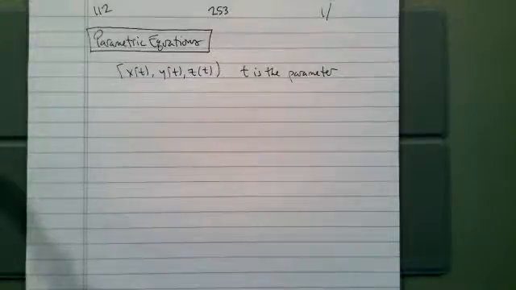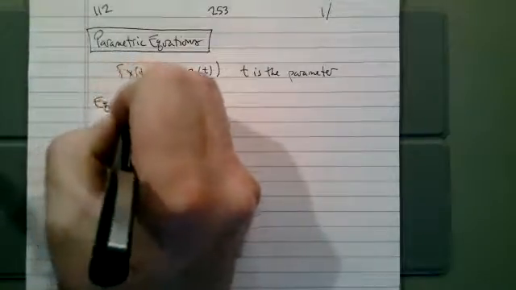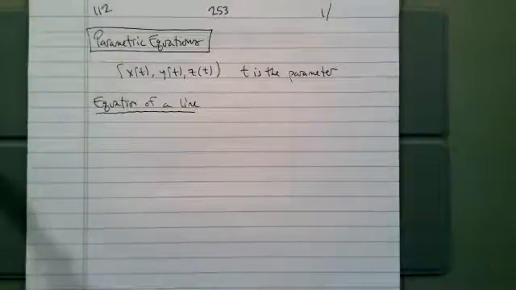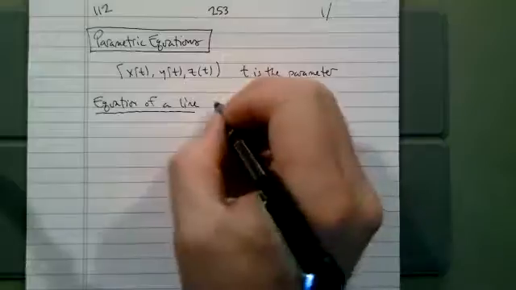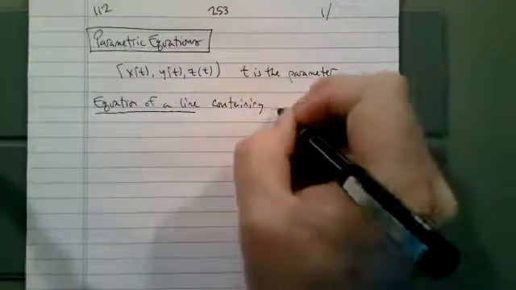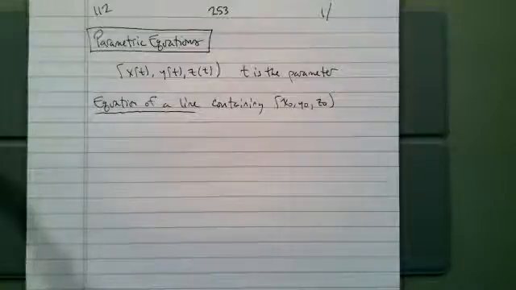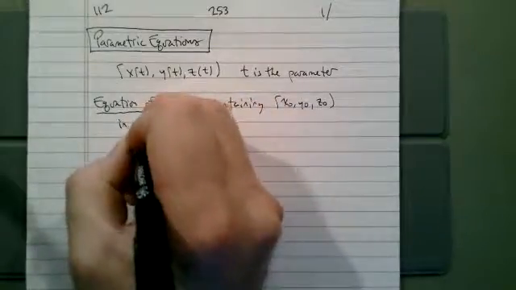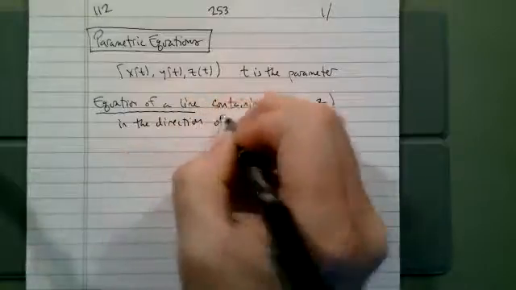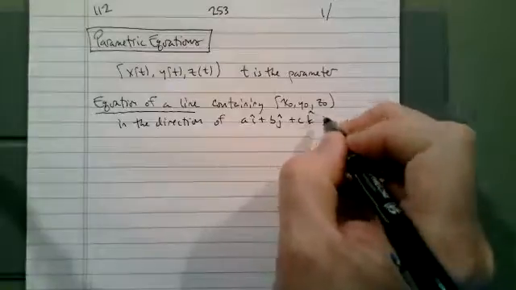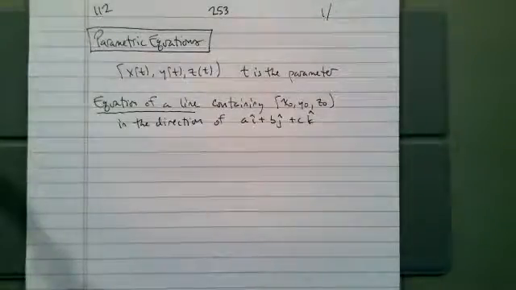So let's describe some common things. If x, y, and z are all linear functions, then we will get a line. So let's suppose we want to describe the equation of a line containing the point x0, y0, z0, and in the direction of some vector. Let's call back to our vectors. In the direction of some vector, a i plus b j plus c k hat. So we're going to use a vector to describe the direction, and we're going to say it contains the point x0, y0, z0.